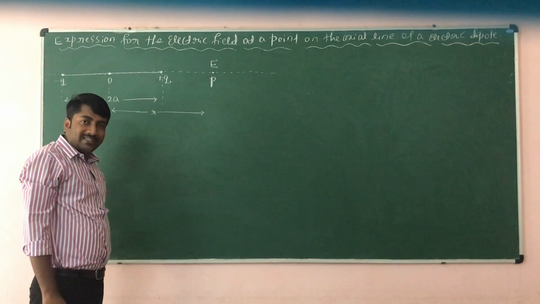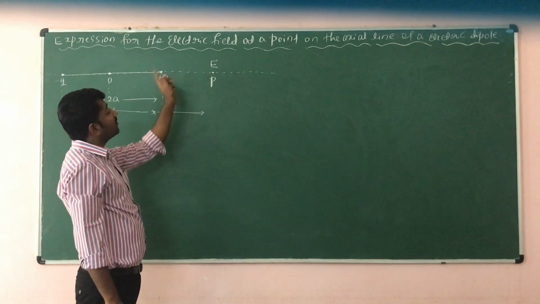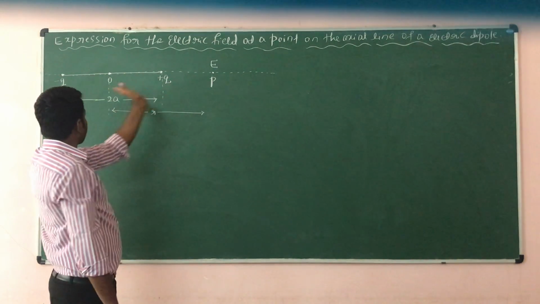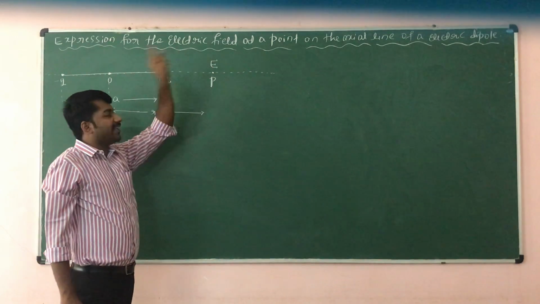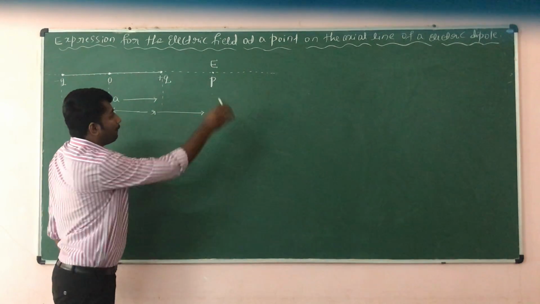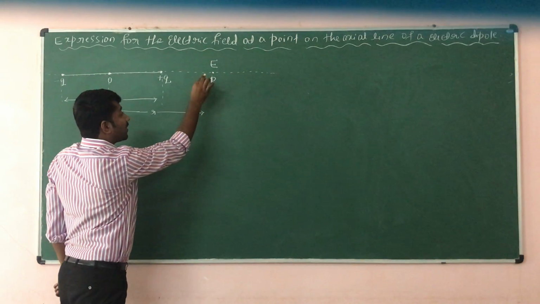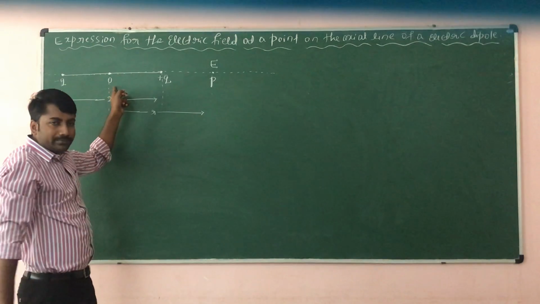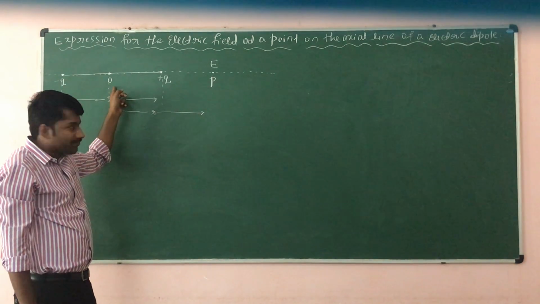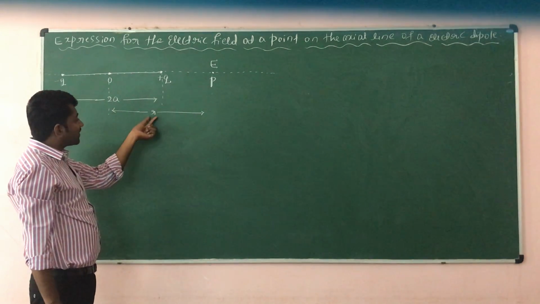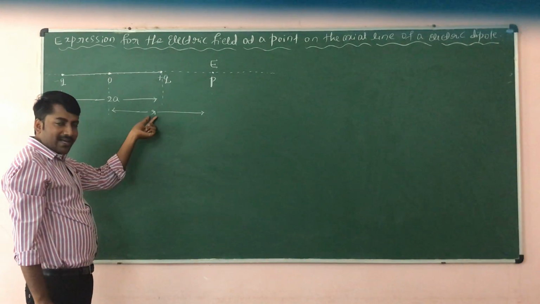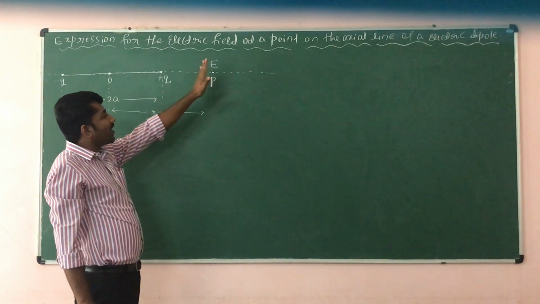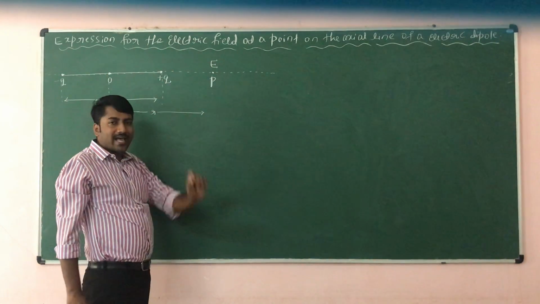Now I am going to find the electric field at point P due to this positive charge along the positive x direction and due to this negative charge along the negative x direction. E is the resultant electric field. P is the point at which the electric field is to be calculated, at a distance r from the center O. Here r is the distance between the midpoint of the electric dipole and the point at which the electric field is to be calculated.